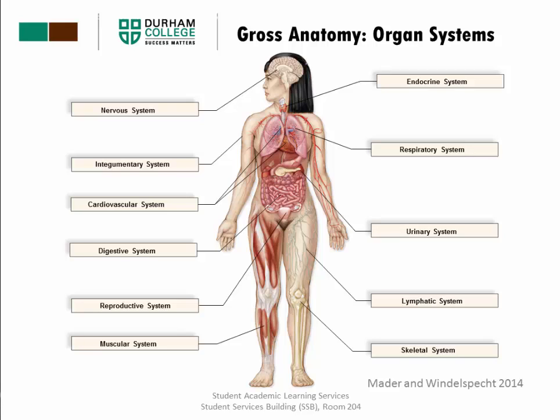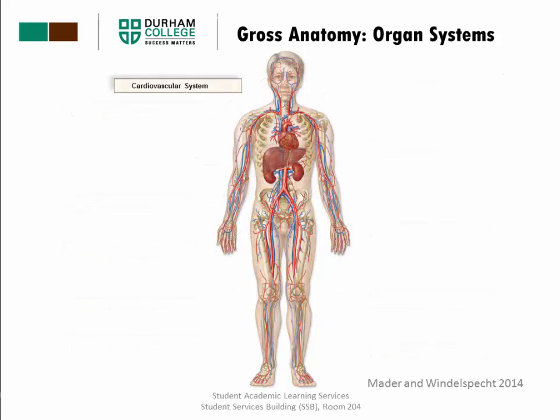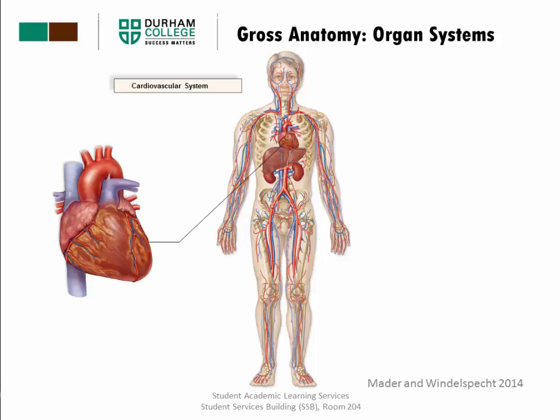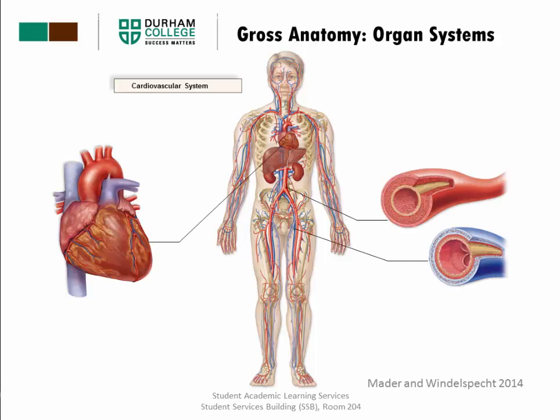Let's take a closer look at one of these systems, the cardiovascular system. We can see that the cardiovascular system is made up of a variety of different organs. One of those organs is the heart. Two others include the arteries and the veins. The entire system is made up of these different organs collectively. They all work together in order to transfer blood around the entire body.